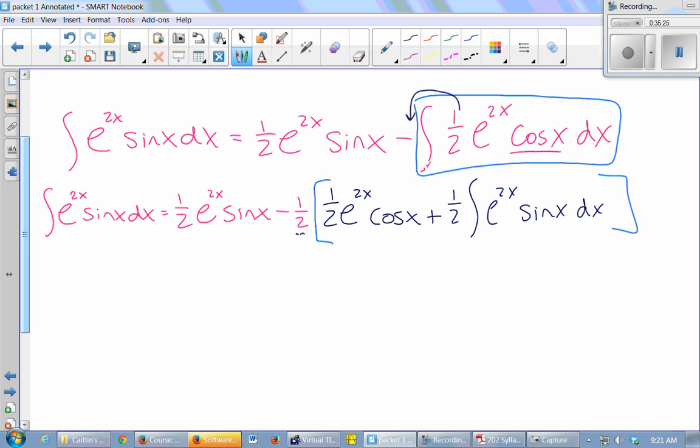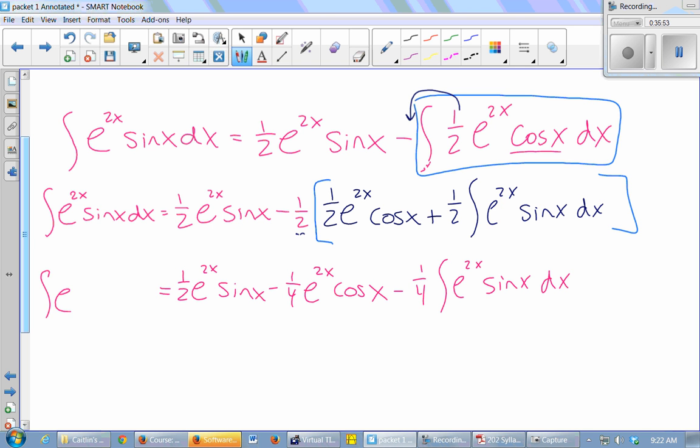Okay, now let's simplify the right side. 1/2 e to the 2x sine x. 1/2 times 1/2 is 1/4. E to the 2x cosine x. 1/2 times 1/2 is 1/4. The integral of e to the 2x sine x dx. And now all of that equals the integral of e to the 2x sine x dx.